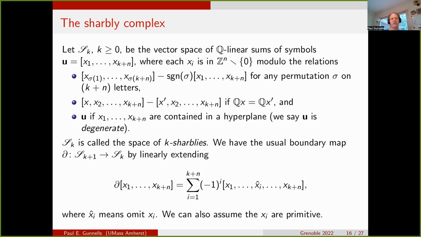And we also mod out by the ones where all of these vectors are contained in some hyperplane. So we want them to at least be a spanning set for Q^n.